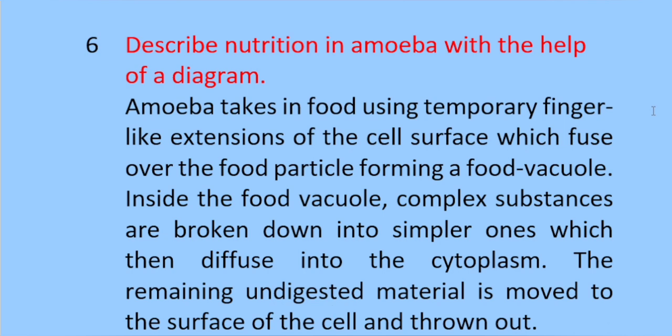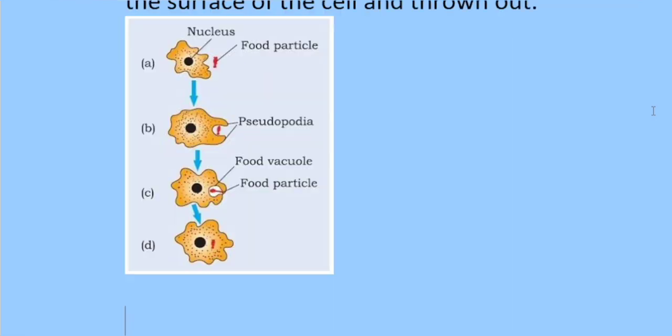Describe nutrition in amoeba with the help of a diagram. Amoeba is a unicellular organism. It takes in food using temporary finger-like extensions of the cell surface which fuse over the food particle, forming a food vacuole. This food vacuole can also be called a temporary stomach. Inside the food vacuole, complex substances are broken down into simpler ones which then diffuse into the cytoplasm. The remaining undigested material is moved to the surface of the cell and thrown out. This is a textbook diagram. You have to practice this diagram in 4 steps.